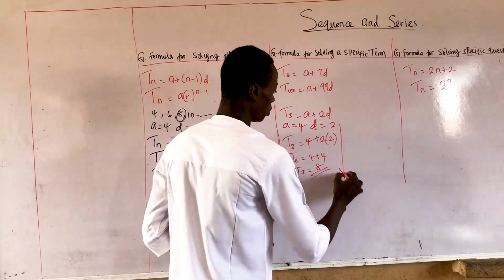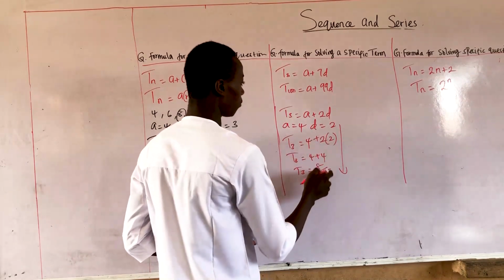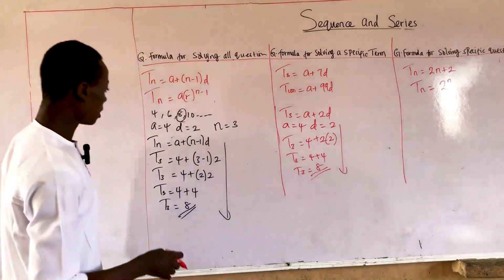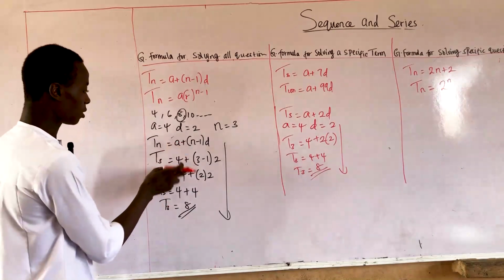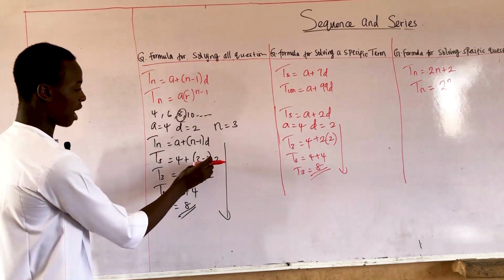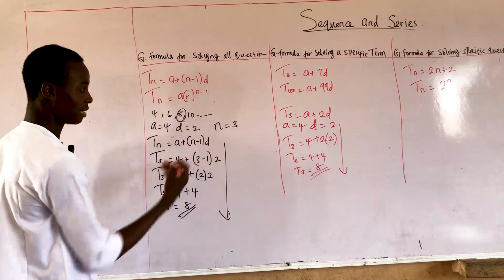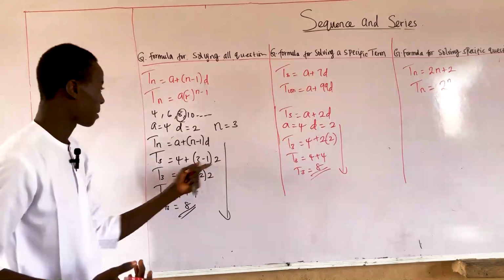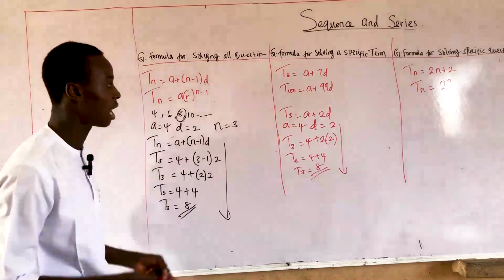Now, how many lines do we use here? 1, 2, 3, 4, right? How many lines do we use here? 1, 2, 3, 4, 5. And we have some expression to do here and simplify. We don't simplify any bracket here. We just substitute and get our answer straight.